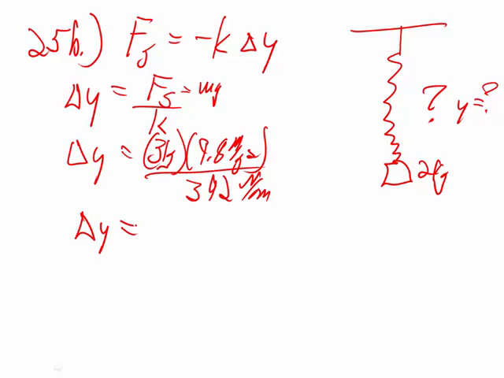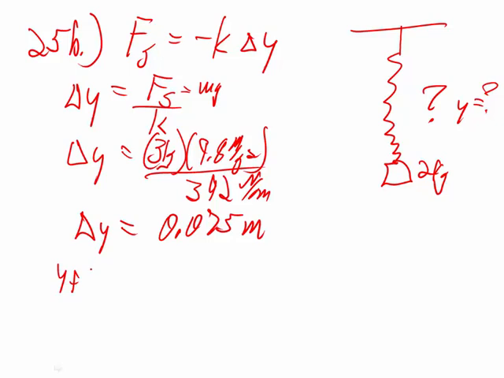We get 0.175. No, wait a minute. Yeah, we get 0.075 meters. That's delta, isn't it? So that's the change in the spring. However, we want to know what its final length would be. Well, so we're looking for final. So let's write it this way.